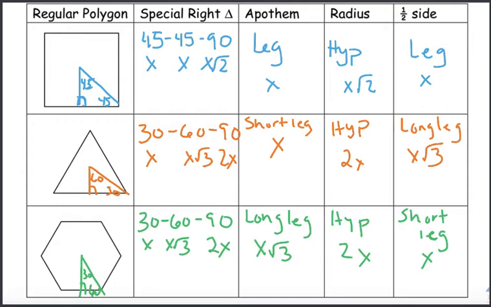In the hexagon, the apothem is across from the 60, so in the hexagon, the apothem is the long leg, the radius is the hypotenuse, and half of the side is the short leg. In the hexagon, what's interesting is that since you're going to double half of that side to get the whole side, it is 2x, which is the same as the hypotenuse, and that only works in the hexagon.